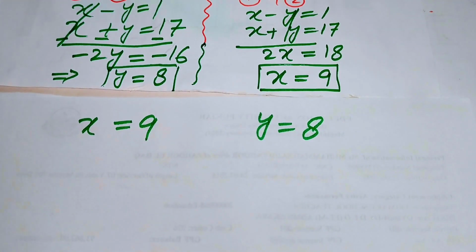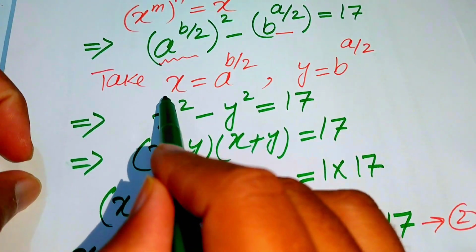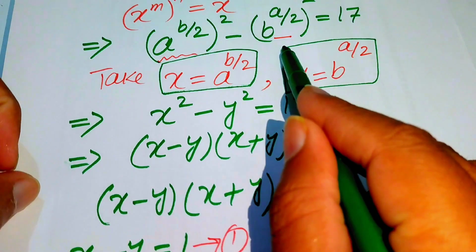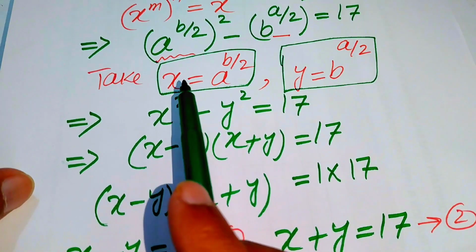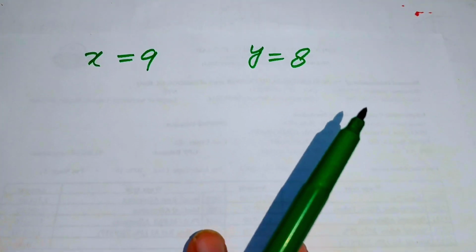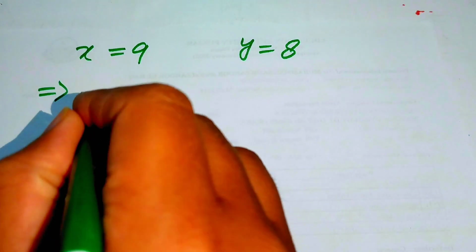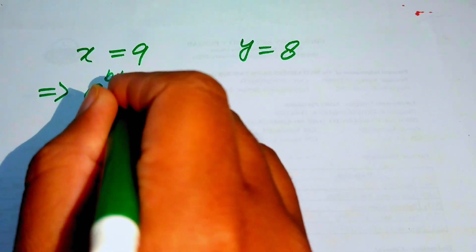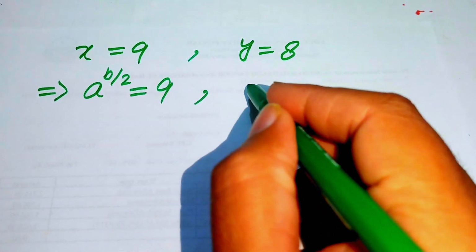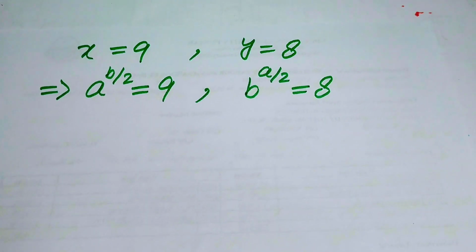But here we back substitute the values of x and y, and you see here we take our x equals a to the power of b over 2, and we take our y equals b to the power of a over 2. So we back substitute the values of x and y here, and we obtain that the value of x, a to the power of b over 2, equals 9, and the value of y, b to the power of a over 2, equals 8.